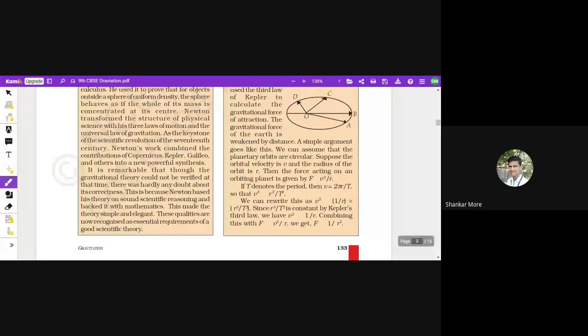These qualities are now recognized as essential requirements of a good scientific theory. मतलब अगर आपको आज की दुनिया में कोई भी खोज करनी है, कुछ भी अगर फाइंड आउट करना है, लाइक यू हैव टू इन्वेंट समथिंग, यू हैव टू प्रूव योर पॉइंट विथ scientific reasoning and mathematics, right? Then and then the world will appreciate that.